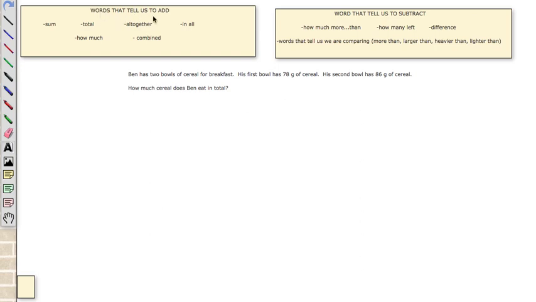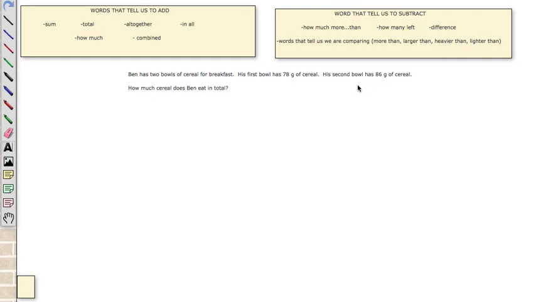So here I just have words that tell us to add: sum, total, altogether, in all, how much, and combined. And on this little anchor chart, I have words that tell us to subtract. So how much more than, or how many left, or the word difference sometimes we see in word problems. Basically, when we're subtracting, it's usually words that tell us that we are comparing. So we might be comparing two objects in size. So we might say how much larger is object A than object B, or heavier than, or lighter than.